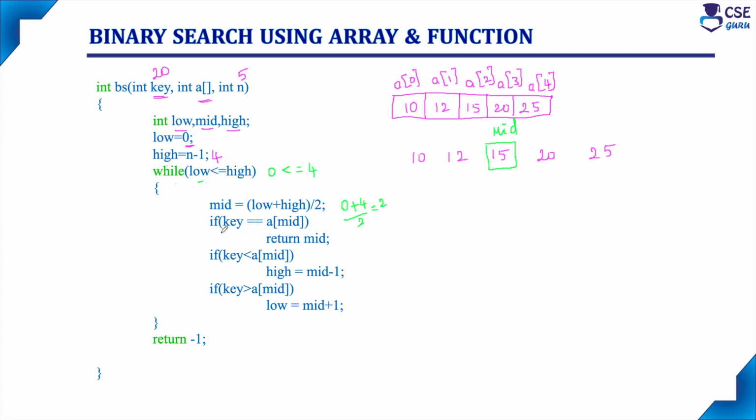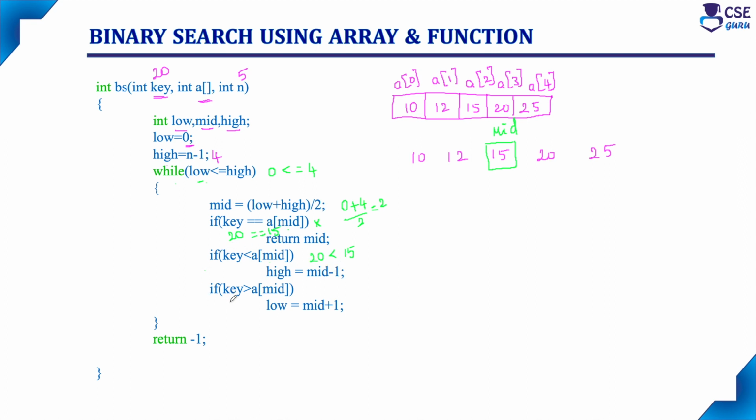Okay, then compare whether the key element is equal to the mid element. The key element is 20. Is 20 equal to A of mid? A of mid is 15. So is 20 equal to 15? Condition fails. Then it will go to the next if statement. Check whether the key element is less than A of mid. That is, is 20 less than 15? Condition fails. It will go to the next if statement.